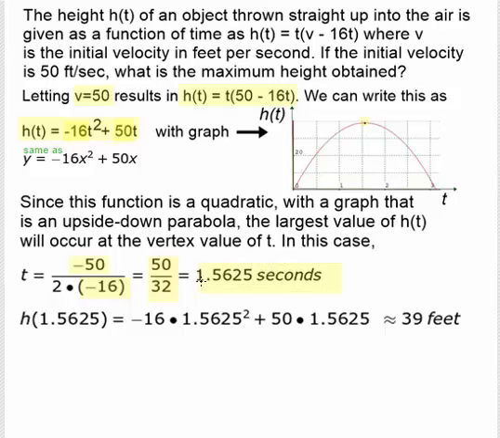We plug that value back into our function and we get h of t, or in other words our y value, is negative 16 times 1.5625 squared plus 50 times 1.5625, and that simplifies to about 39 feet. So our answer here is the maximum height is 39 feet.